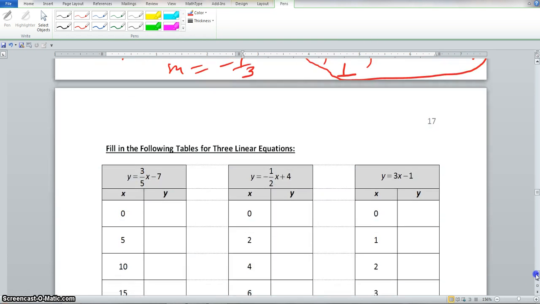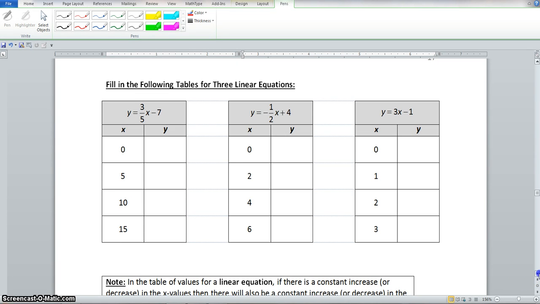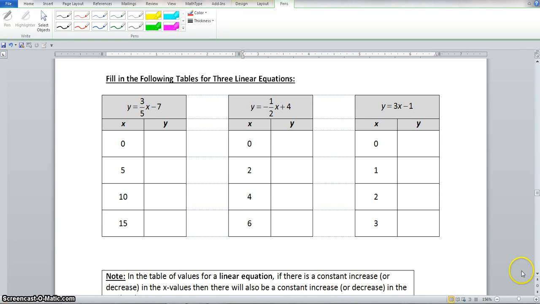Okay, now we scroll down here to the next page. It says fill in the following tables for 3 linear equations. I'm not going to go through this step by step. You could just put this in your calculator, or you could do this by hand. This will give you -7, -4, -1, and also 2. Here this will give you 4, 3, 2, and 1. And finally we will have -1, 2, 5, and also 8.